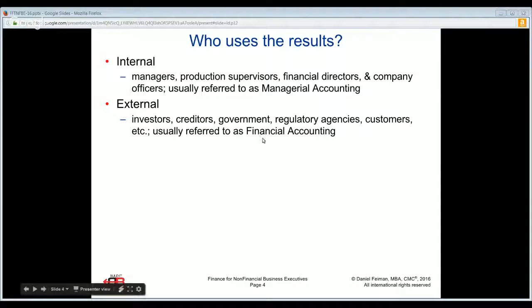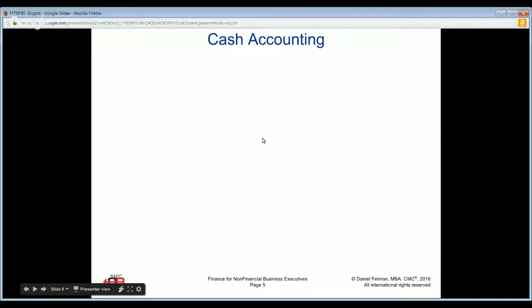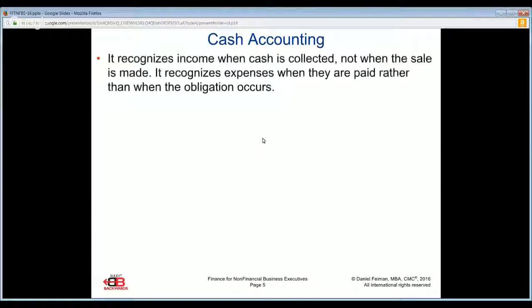So let's move on to cash accounting versus accrual accounting. Cash accounting is the form of accounting that we have been using for 500 or 600 years. It basically is where you have cash coming in as we make a sale, cash going out as we pay an obligation or acquire an asset. Cash accounting is what many, many organizations use, particularly if they're on the small side.